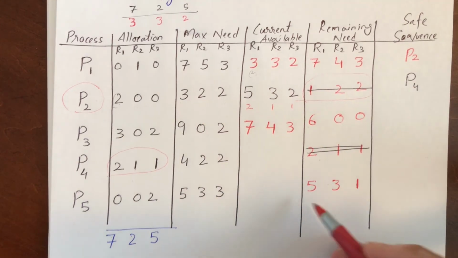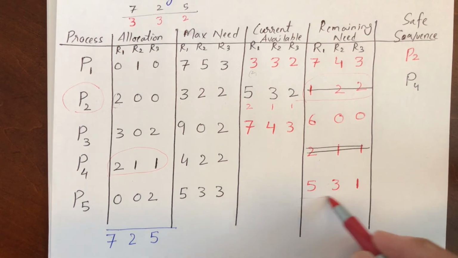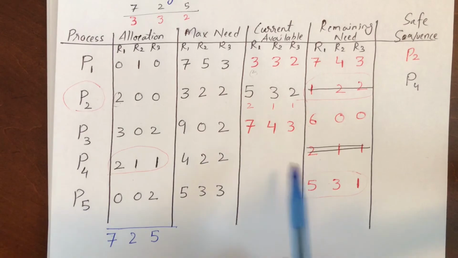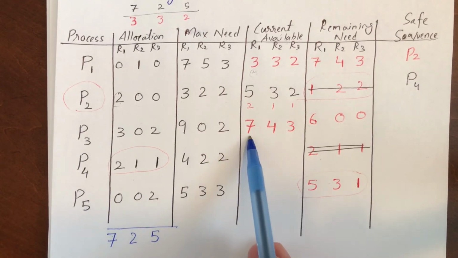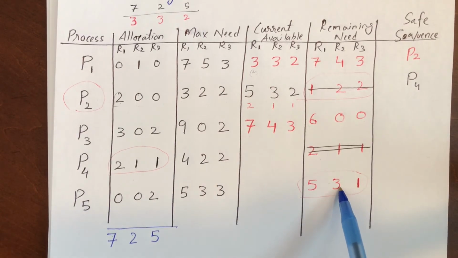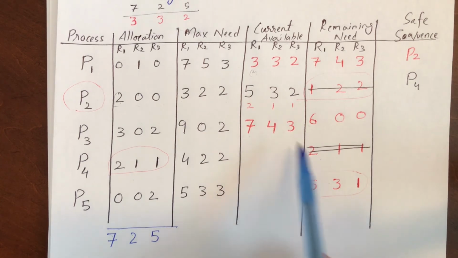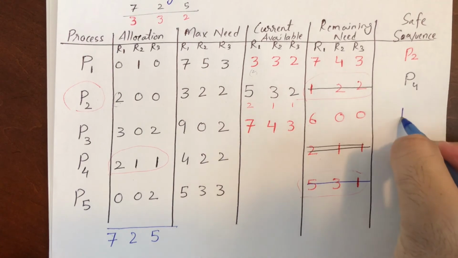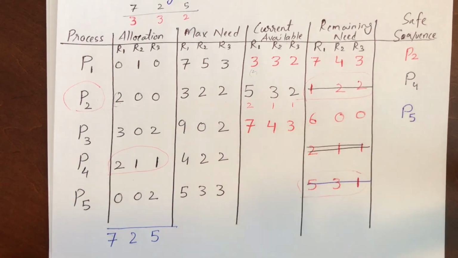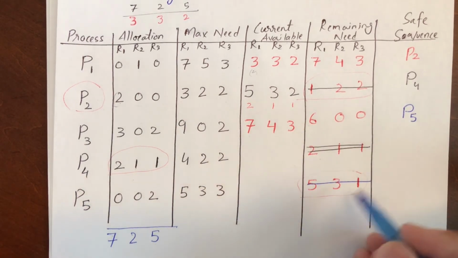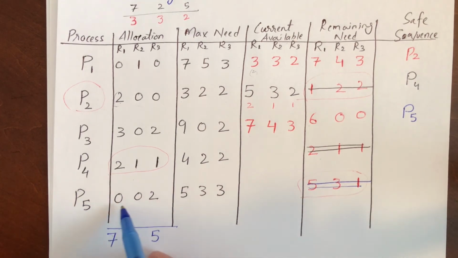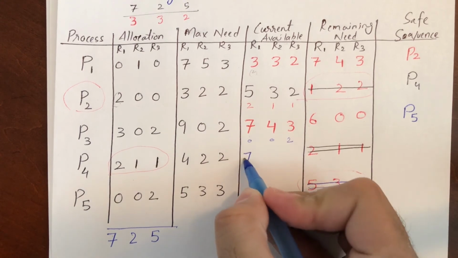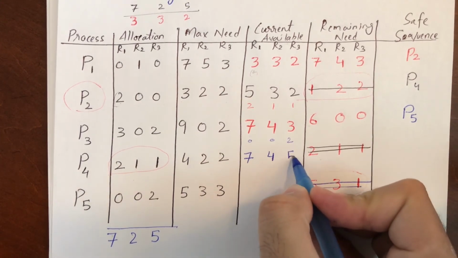Next we will check P5. Of course we can execute P5, absolutely. If we see 5 are required, we have 7. It requires 3 R2 instances, we have 4, and 1, so we have plenty, and we can execute that. So next in our sequence is going to be P5. Once P5 is executed, it will release the held resources. Held resources are 0, 0, 2. So now 7, 4, 5.